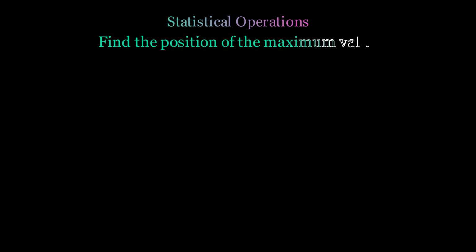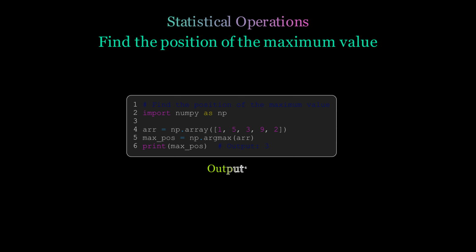Next, we find the position of the maximum value using argmax. For array 1, 5, 3, 9, 2. The maximum 9 is at position 3. Remember, Python uses zero-based indexing, so position 3 is actually the fourth element. Argmax is particularly useful in machine learning to find predicted class labels.